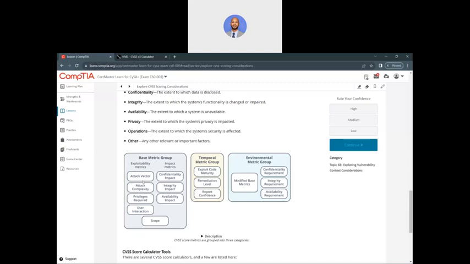So we have our base metrics. These are the ones we talk about from the basic level: attack vector, how they're getting in; the attack complexity, the level of knowledge and experience that the attacker must have, and how easy it will be to exploit it if it was required. These are things that we talked about in the beginning.